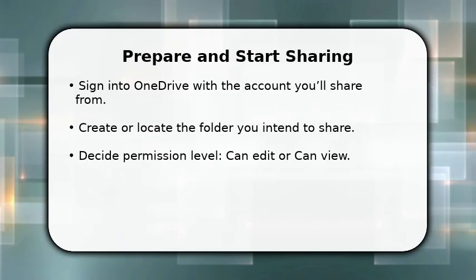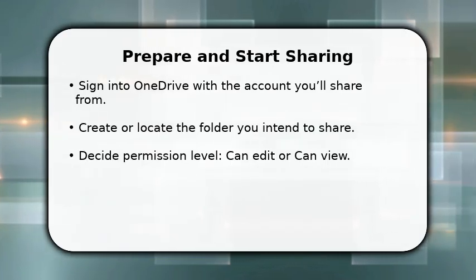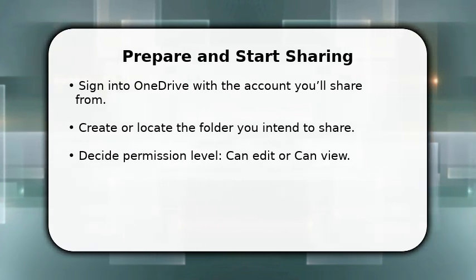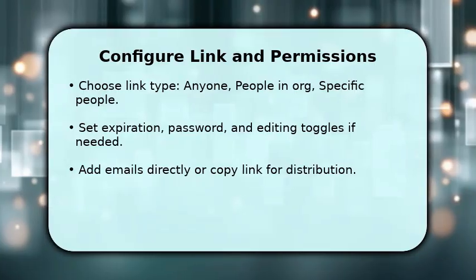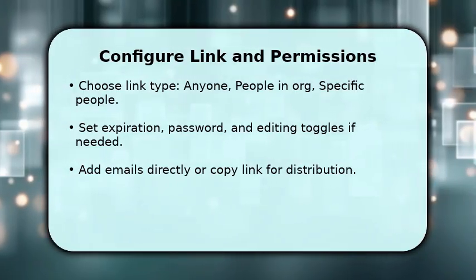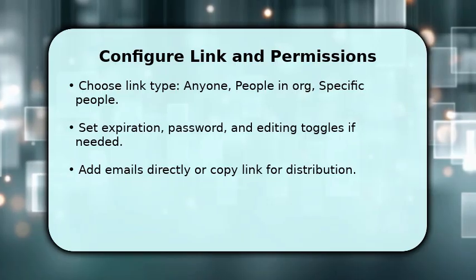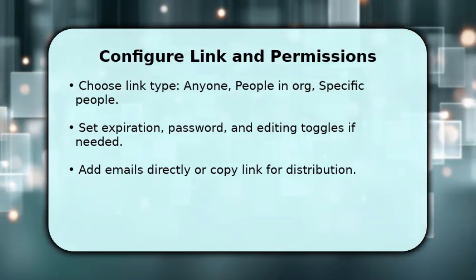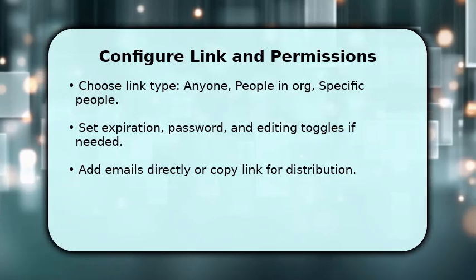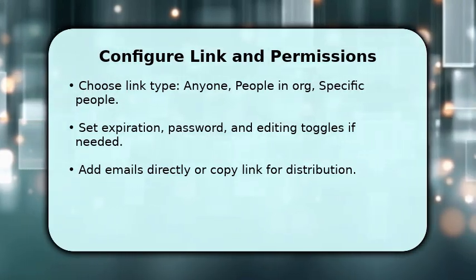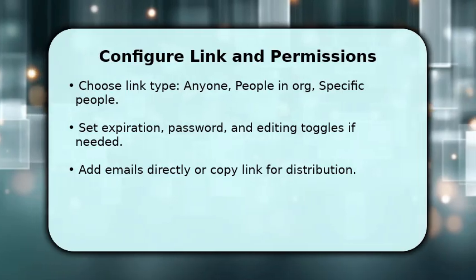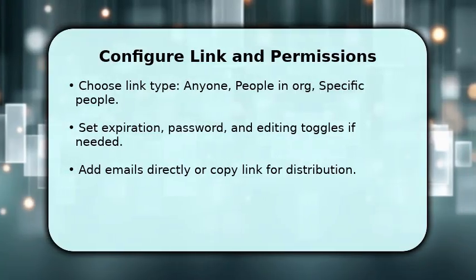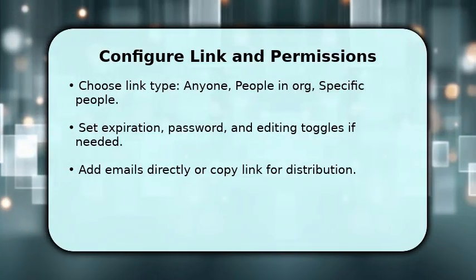Once the link settings are ready, move to generating and distributing the invite. Now configure the link and permissions carefully. Pick anyone for broad access, people in your organization for internal sharing, or specific people for tight control. Make sure to toggle editing on or off depending on collaborators' needs, and set an expiration or password when extra security is required. After setting options, add recipient emails to send direct invites or copy the generated link to paste into chat or email. This ensures you match convenience with the right level of security.